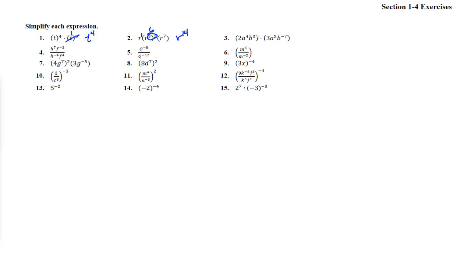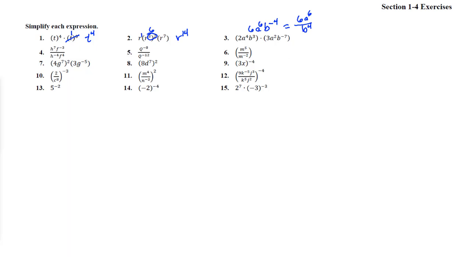Multiplying these guys, this is multiplication straight across. 2 times 3 is going to be 6. a to the 4th times a squared. We're going to add exponents because we're multiplying. And b cubed times b to the negative 7th. So we're going to add the exponents. We get b to the negative 4. The negative 4 exponent goes down to the bottom. So 6a to the 6th over b to the 4th.